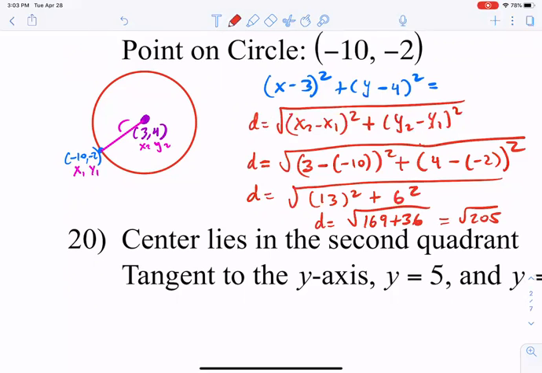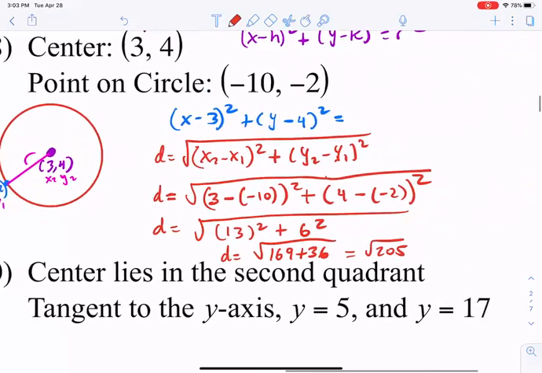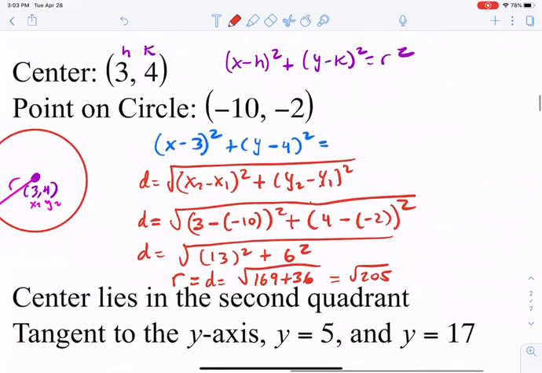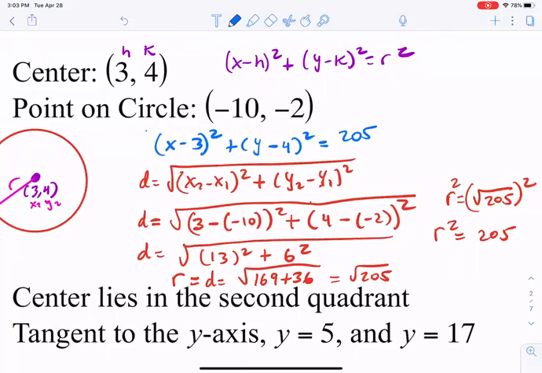By the way, this is problem 18. So now if you recall that this distance is the radius, you just need to plug that in. Since r equals the square root of 205, if you square both sides, r² is going to be 205. So that's the value you should write here. This is your answer, 205. This is your final solution for this problem. Okay, so that's how you do it.